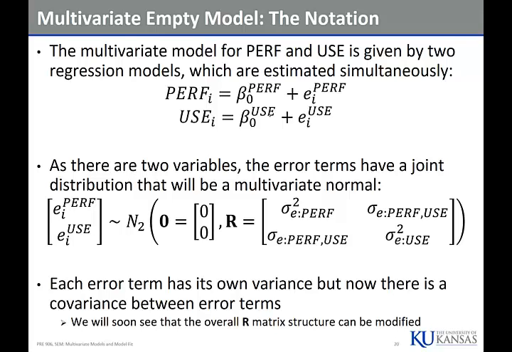So here's our analysis. Here's our model, the notation for it. We're going to come up with 2 regressions. It's a multivariate model. Multiple regressions, multiple regressions.